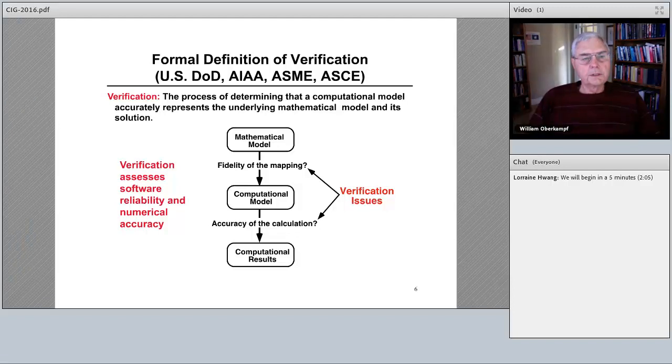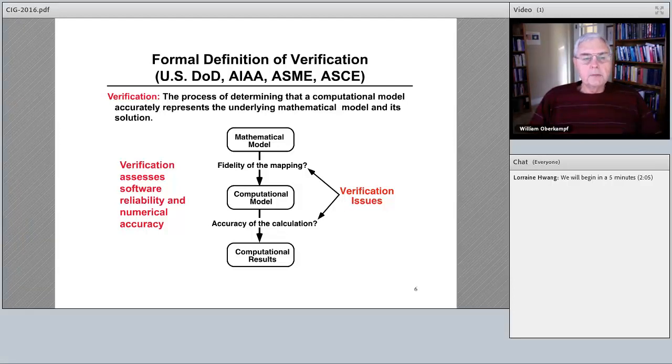It is a very specific definition, and it only refers to mathematical computational issues. Another way to say it is verification assesses software reliability and numerical accuracy. One way to draw a simple picture on this is you have a mathematical model, which usually is a partial differential equation. It can be an ordinary differential equation, it could be an algebraic equation. But we usually are interested in partial differential equations for field problems, elliptic and boundary value problems, for example.